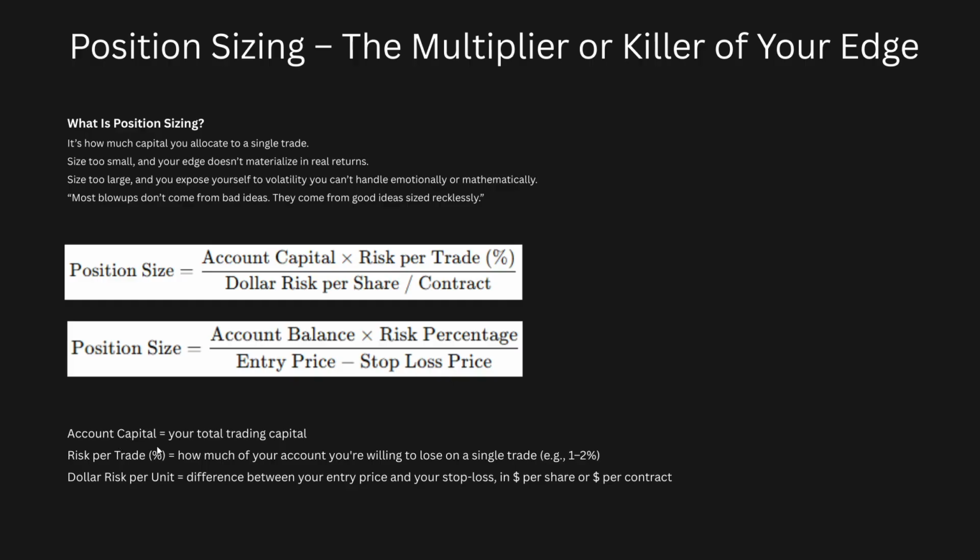So your account capital is essentially your total trading capital. The risk per trade as a percentage is how much of your account you are actually willing to lose on a single trade, or how much you are willing to risk. Is it 1 or 2% or 0.5%? And then the dollar risk per unit is the difference between your entry price and your stop loss in dollars per share or dollars per contract.